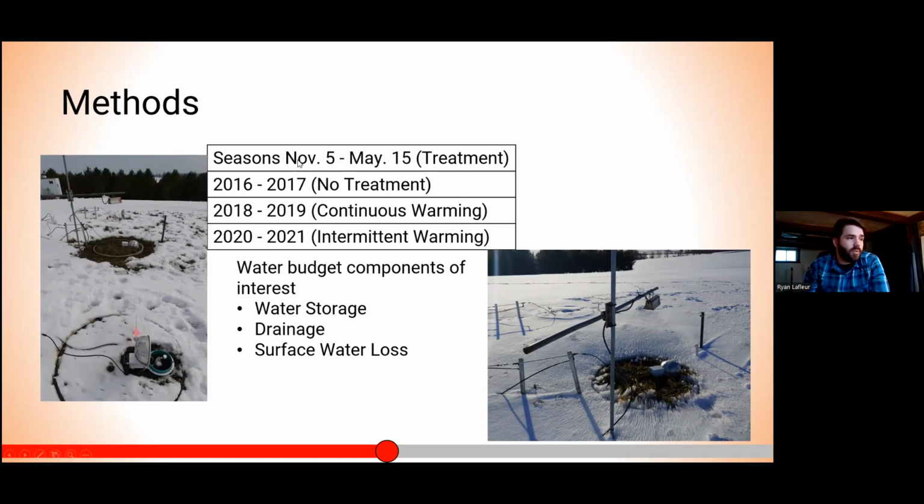So in my results, I'm going to be presenting to you 3 different seasons. The first one being a no treatment season, just so that we can have a good baseline to see how the 2 groups, or the 2 triplicates of lysimeters, compare to one another before any treatment was applied. Our second one is going to be the continuous warming, and then the third is going to be the intermittent warming.